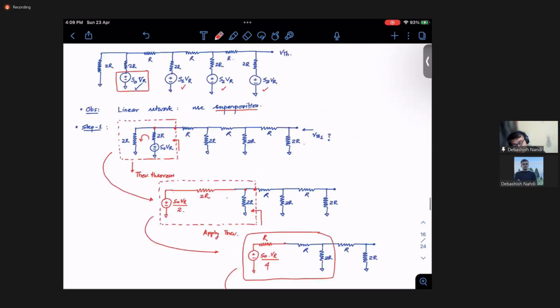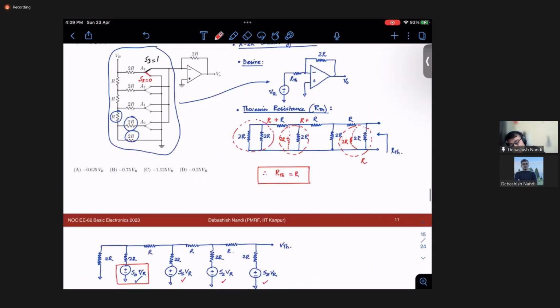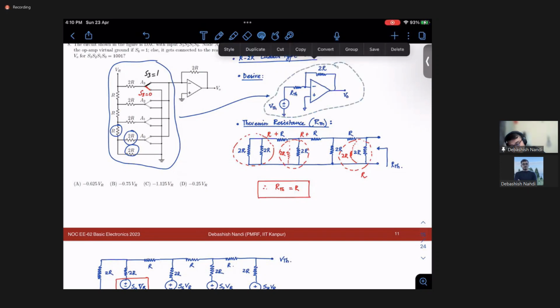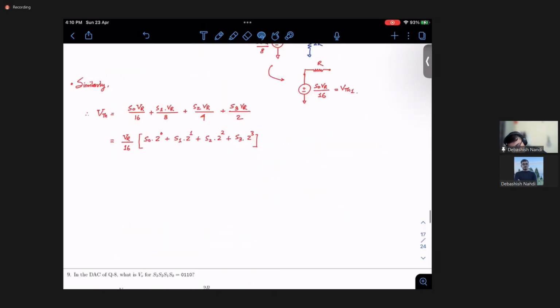Now what was the circuit? This was your circuit, right? We wanted to find this. Okay. Just copy it and paste it here. Fine. So what do you have? You have this as R. This VTH is nothing but this value. So what is your V naught?